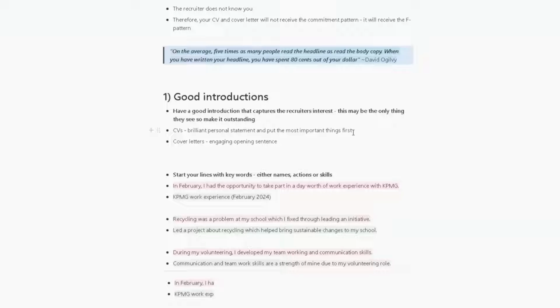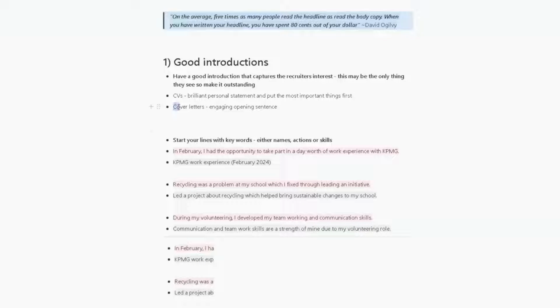So you want to put the most important and most relevant things at the top of each bullet pointed section, and then leave the less important things to the end, because it's most important that they see those most important things. And now with cover letters, it means starting with a really engaging opening sentence, because that will mean they're more likely to read the whole thing. So that's what you can take from the first bit about how people focus on the top of it.